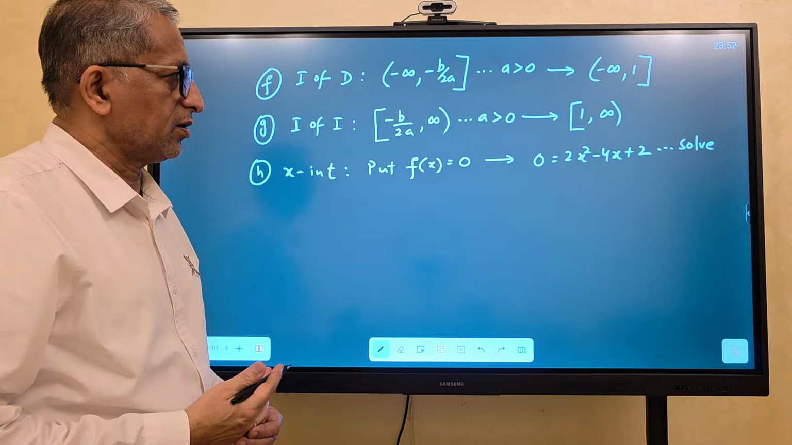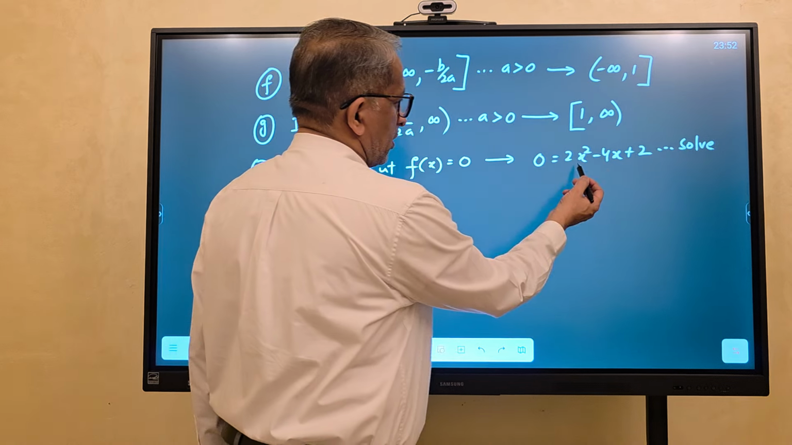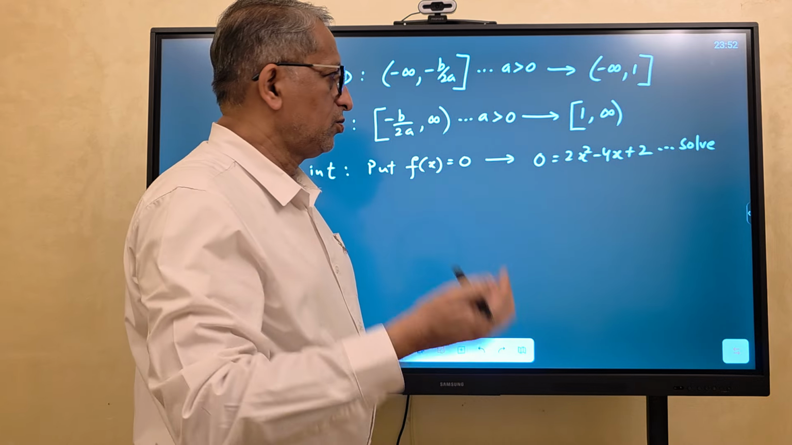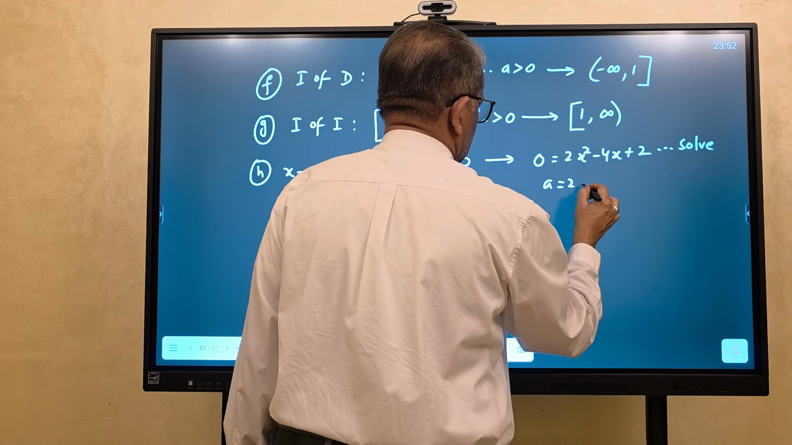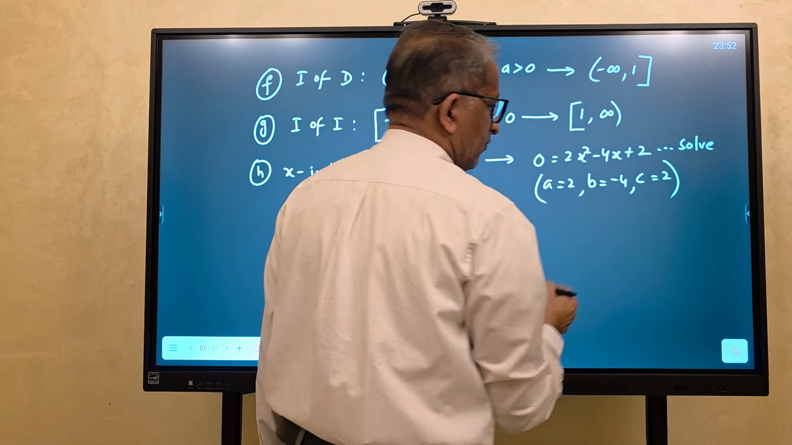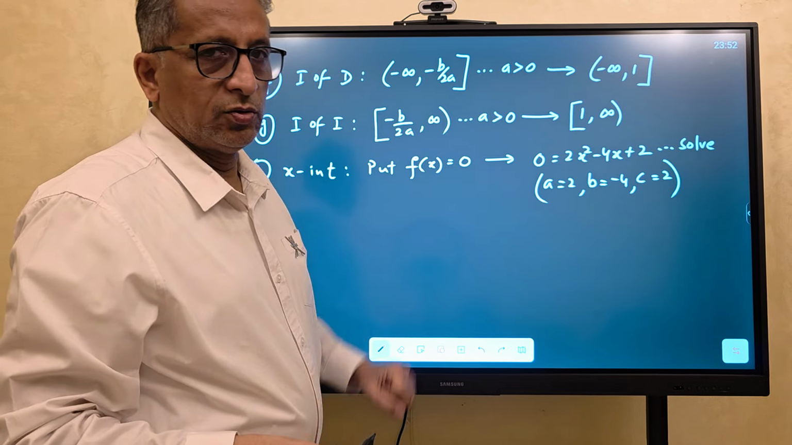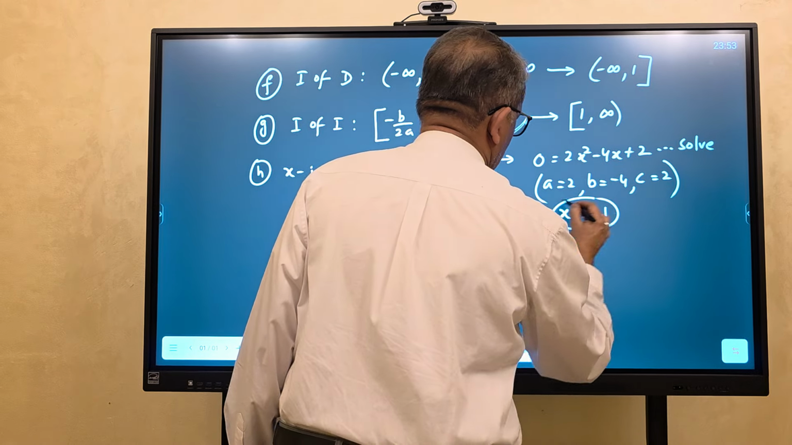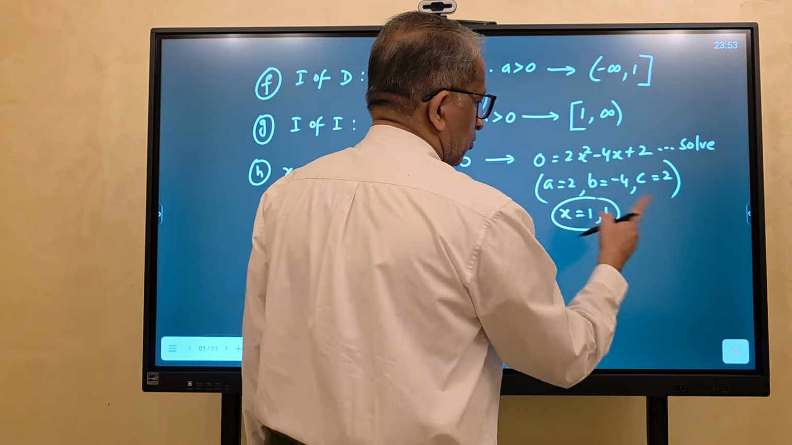So since you are using the calculator, use the calculator and find the two values here, because the power of x is 2, therefore it is a quadratic equation. Then you will be getting two answers here. But when you solve this, you can just put a equal to 2, b equal to minus 4, c equal to 2. Directly put these three values into the calculator, and it will give you the two answers for this. So here the answers you are getting is 1, 1. That is 1 repeated, which means I have got only one value.